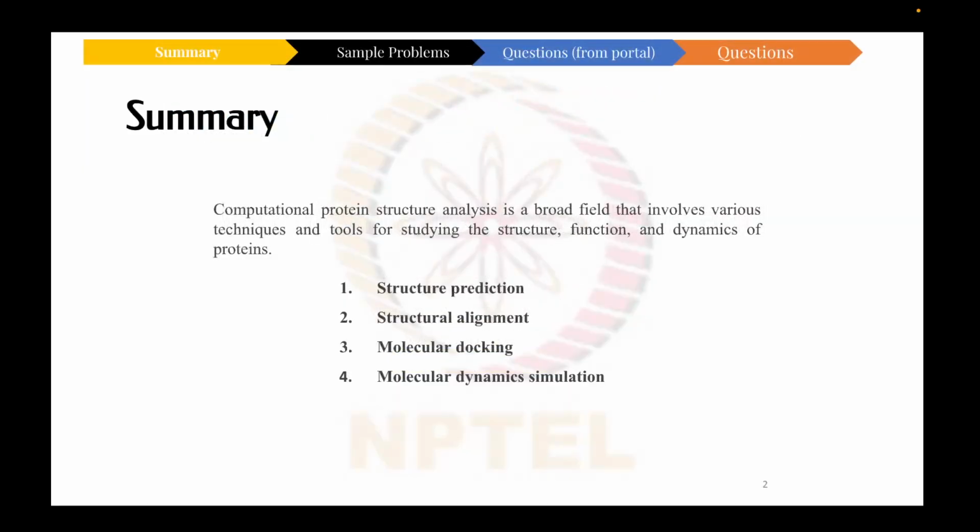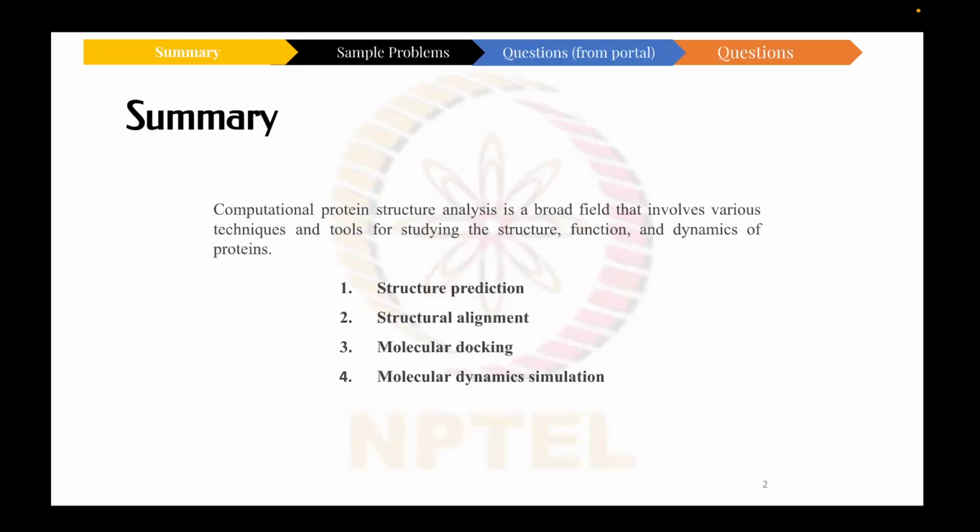So, in the last class, we had an introduction to protein structure and also protein structure prediction. In this class, I'll be starting with computational protein structure analysis. It is a broad field that involves various techniques and tools for studying the structure, function and dynamics of proteins. Here I have listed some of its features, such as structure prediction, structure alignment, molecular docking and molecular dynamics simulation.